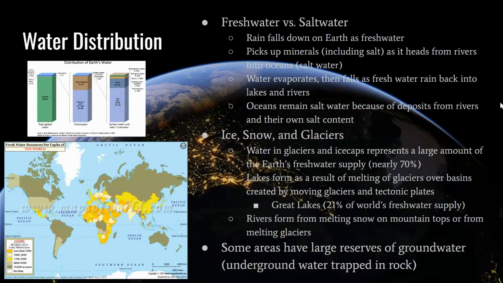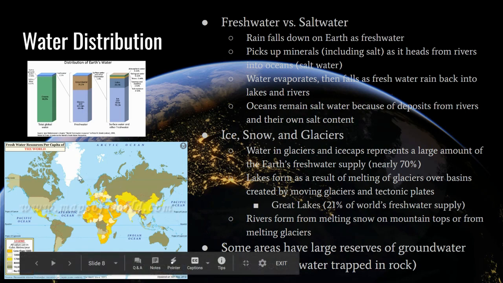Now, the last part of fresh water that we have comes from groundwater, which is water that's trapped in rock beneath the Earth's crust. And there are some places on Earth that have large deposits of groundwater that they can tap into to use.